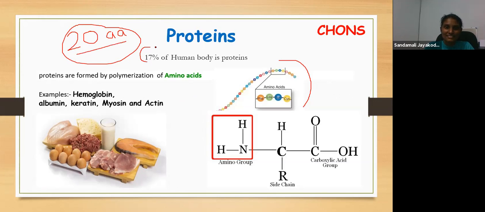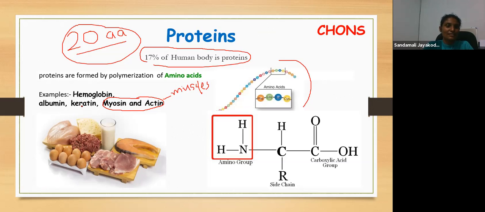And again, 17% of our body weight is proteins. Here some examples are given: hemoglobin, albumin, keratin, myosin, actin. They are proteins. As I told you, our muscles are made up of protein fibers. These are the 2 protein fibers found in our muscles. They are myosin and actin.